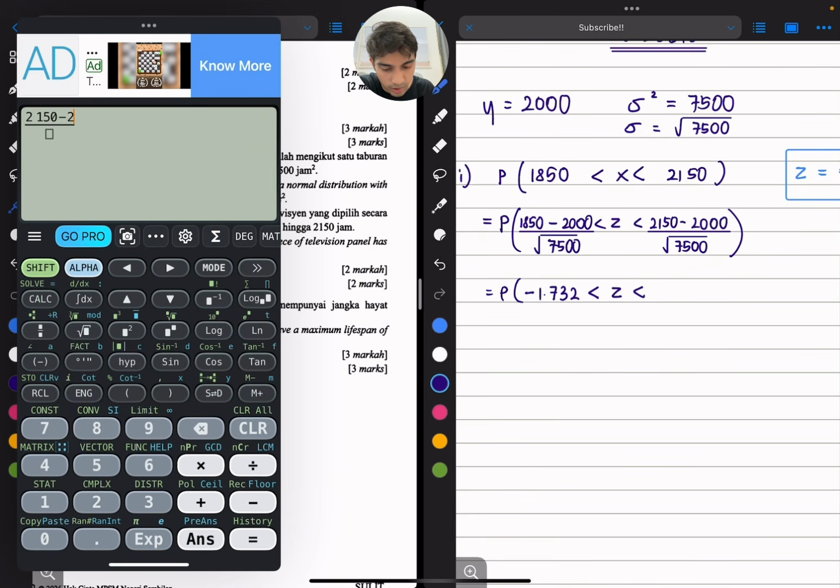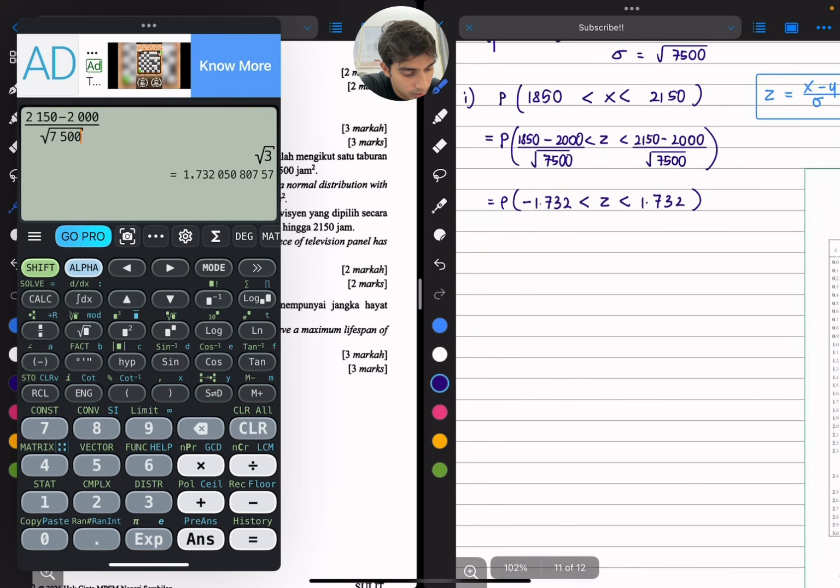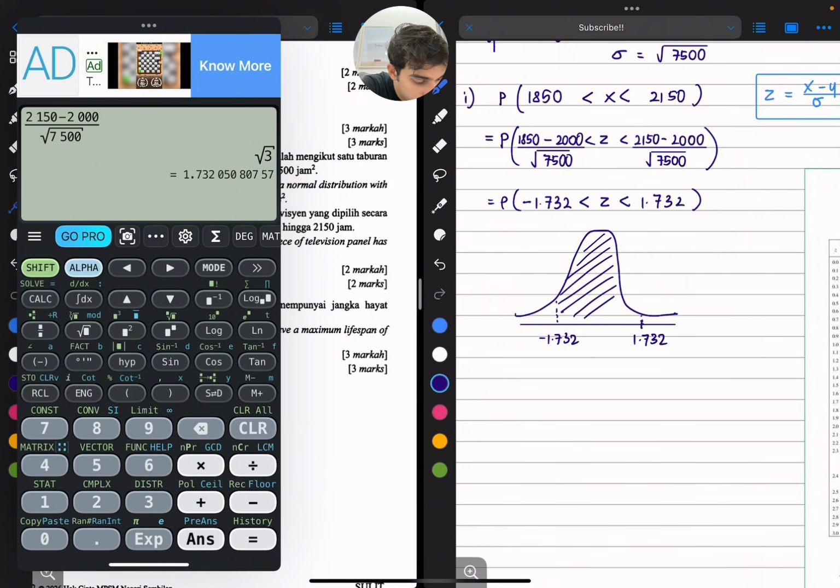To 150 minus 2000 over cert, 1.732. So we need to find the probability between 1.732 and negative 1.732. Between means we need to find this area. Okay, so here we obviously need the help of the table.